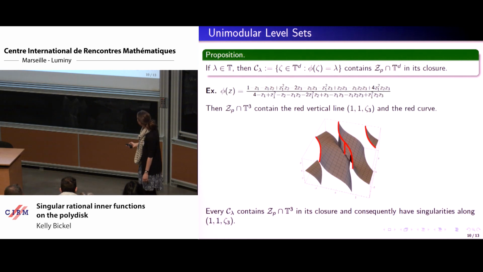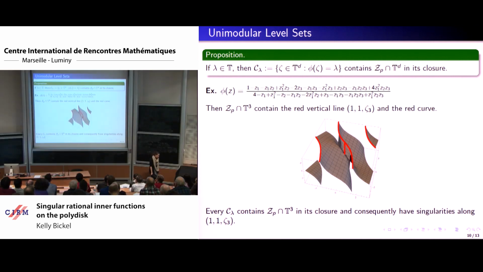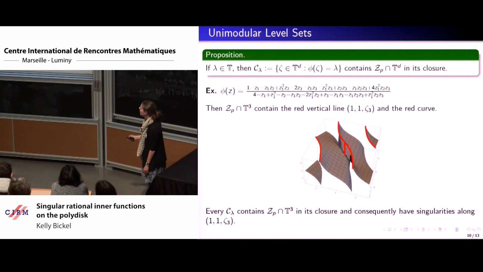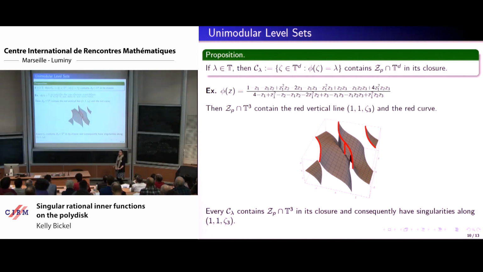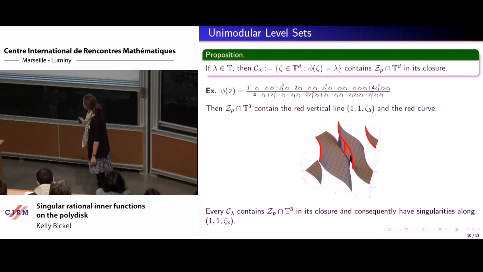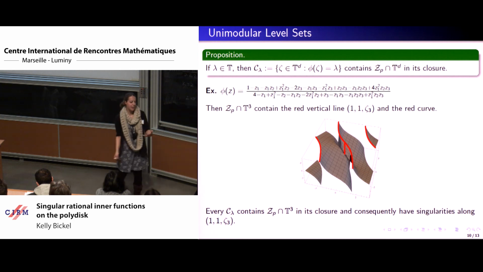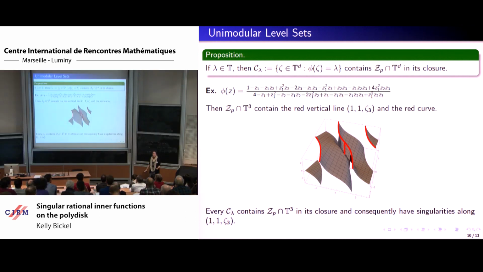Now, the problem is that our singular sets are no longer particularly nice. And so here's just an example to illustrate the problem. Here's a rational inner function. Its singular set is the red curve here. The gray surface is one of its unimodular level sets. So now I'm graphing on T3, so again, with respect to angles going between minus pi and pi. And you can see that part of its 0 set is this vertical line here at, well, there it's 0, 0, z3, but we're graphing in terms of angles, so there's really a component of the singular set that's at 1, 1, z3.